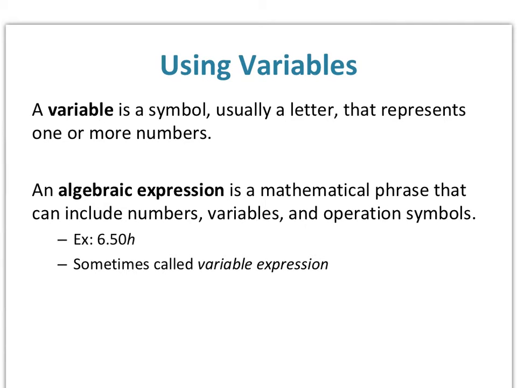Okay, the first section we're going to look at is using variables. A variable is a symbol, usually a letter, that represents one or more numbers. An algebraic expression is a mathematical phrase that can include numbers, variables, and operation symbols. Some examples of algebraic expressions are 6.50h, and they're sometimes called variable expressions.